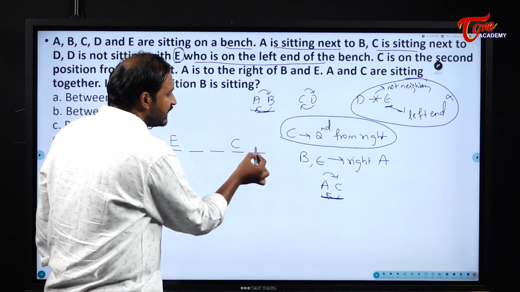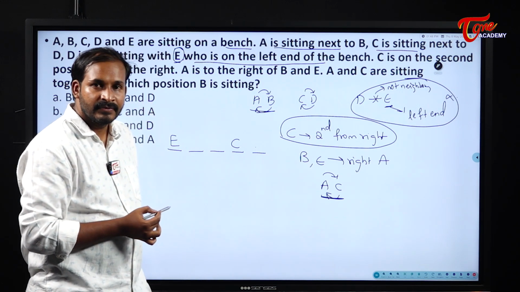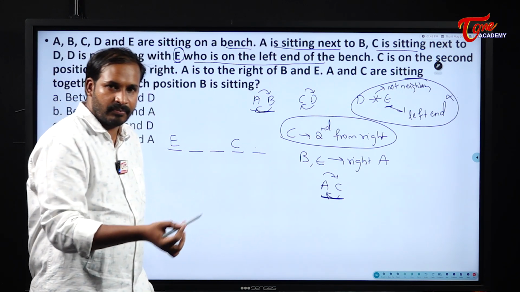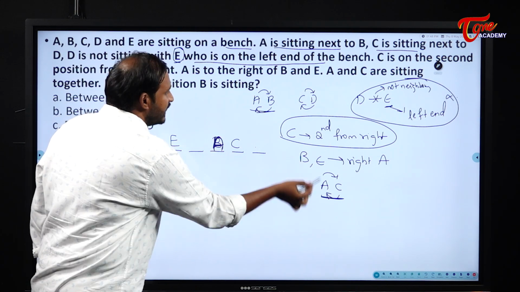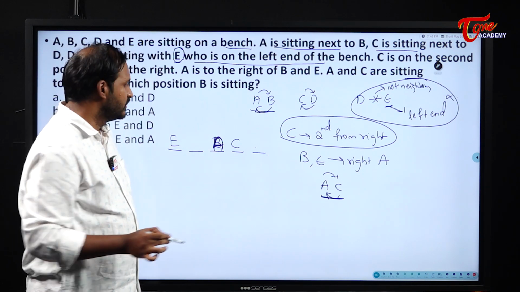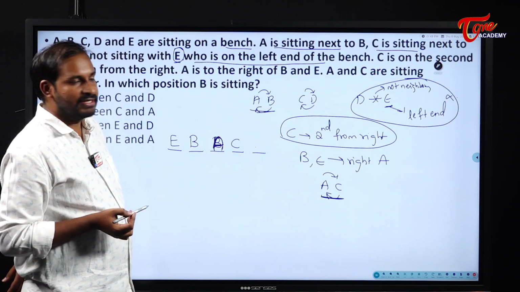For example, if I take A here. Why? Because A is a neighbor to C, right? Can I place B here? No, it is not possible. Because of that reason, obviously I should take A here. Why? Because A is a neighbor to both C and B. So I will have C here. Then obviously B will come here.